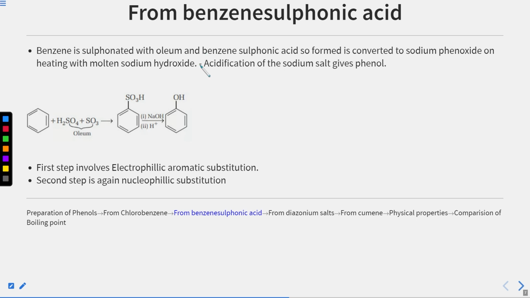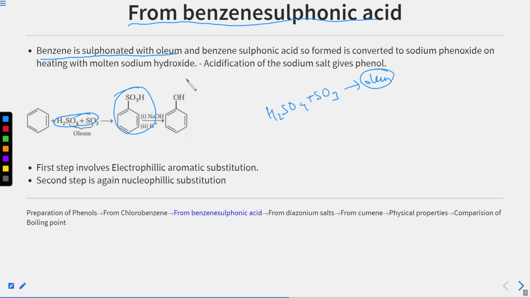Next is from benzene sulfonic acid. In this method, benzene is sulfonated using H2SO4 plus SO3. This is called oleum. So if you react H2SO4 and SO3, you will get oleum. I will show you later on the structure of oleum, but for now, take it as something which can undergo electrophilic aromatic substitution. Now this oleum reacts with benzene to give sulfonated benzene. So this is our sulfonated benzene. This first step is electrophilic aromatic substitution.